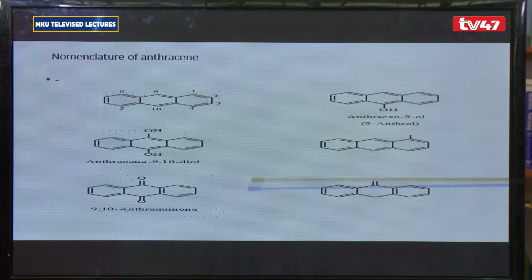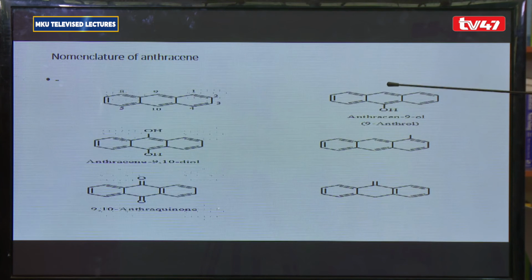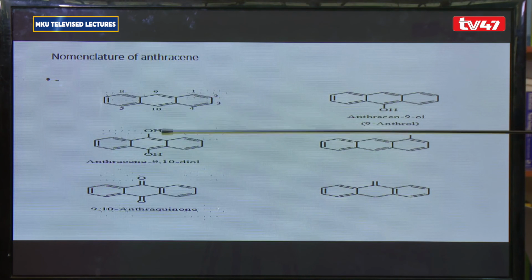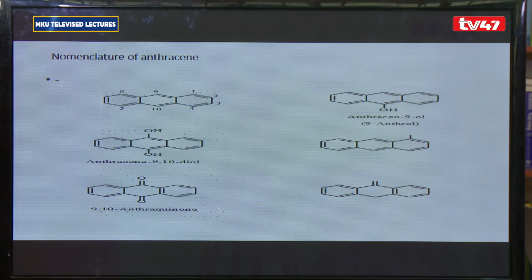So, for example, this one, because we are starting counting from this, but this can also be 9, so long as, if for example we had 1 here, then this would have been 9. But because there is no other substituent, then we can also consider this as position 9. So it becomes Anthracene 9-ol. If there are 2 substituents in this position, then this is 9 and 10, Anthracene 9,10-diol, and so on.